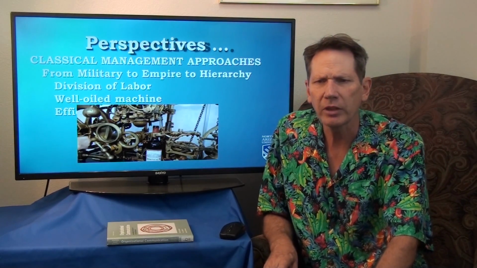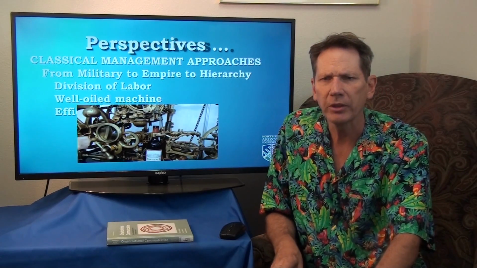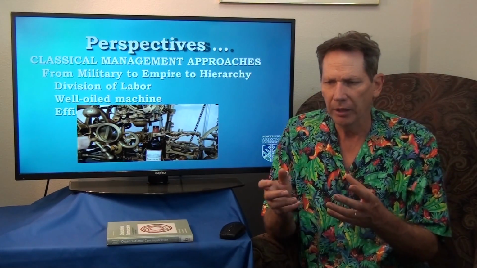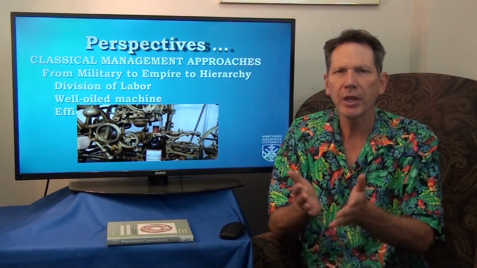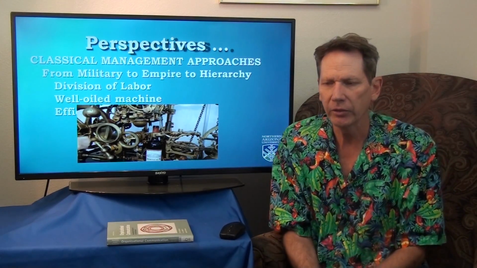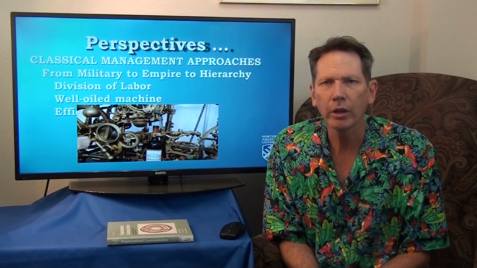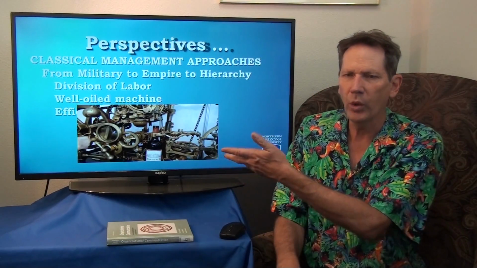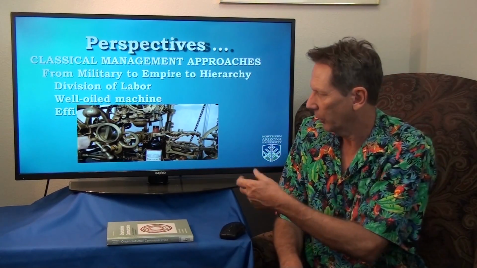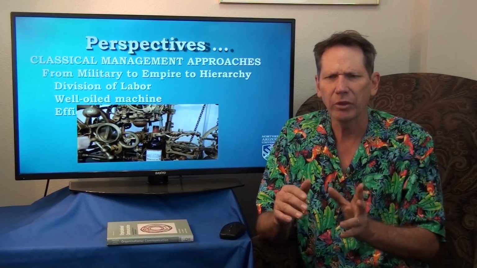So these perspectives, classical management approaches. Classical management. This is the early theory of how you need to structure an organization. It developed out of military and governmental organizations that were very hierarchical. And there's a division of labor. I've got the well-oiled machine here, producing a bottle of wine. There's efficiency. We're after efficiency here.